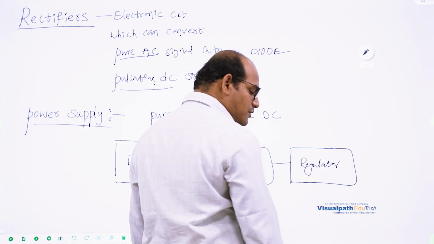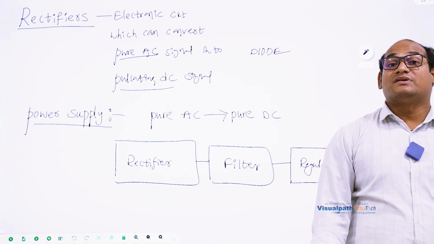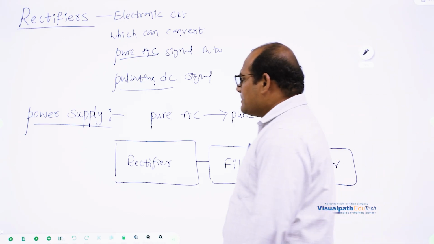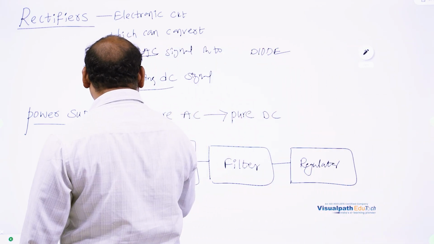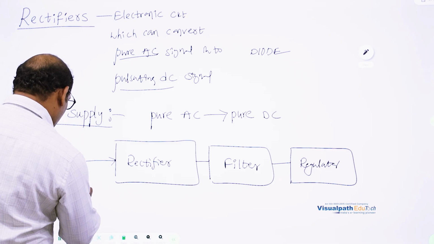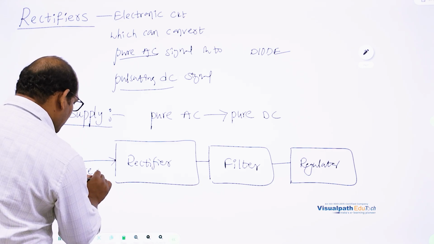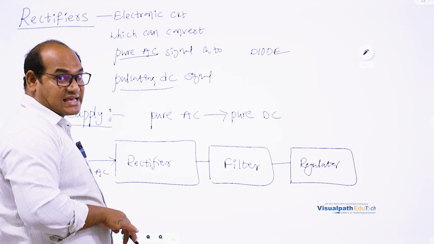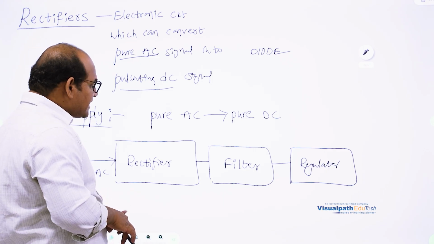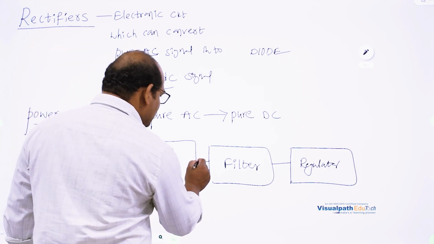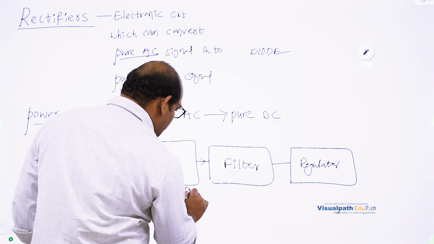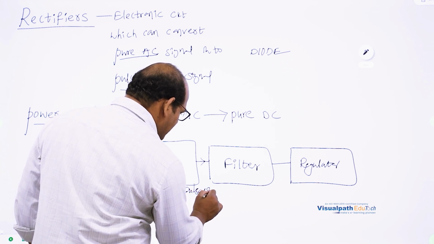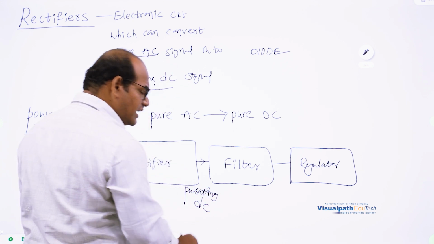These are the blocks available in the block diagram of the power supply. The power supply will take a pure AC signal, which I have already given here. The output of the rectifier is not a pure DC signal. As I said earlier, a pure AC signal can be converted into a pulsating DC signal. The output of the rectifier is nothing but pulsating DC only.